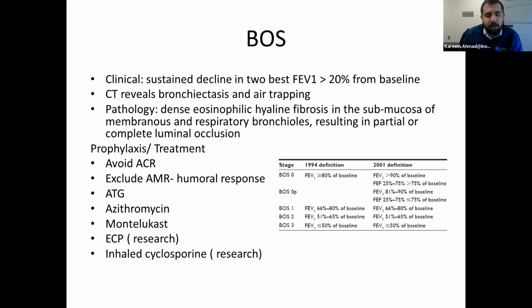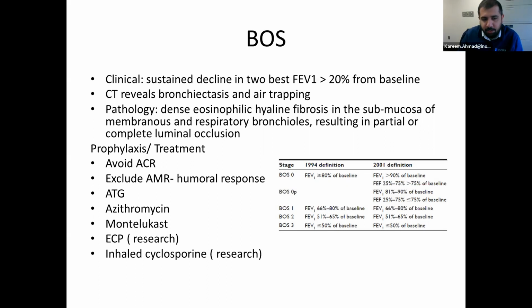And then treatment, again, here is remove the agent that is precipitating this recurrent activation of the immune system. So you would need to avoid ACR. You need to avoid primary graft dysfunction even early on, because again, during that acute phase and reperfusion injury, there's a lot of injury happening to the organ, and a lot of leakage of organ contents that the recipient can be sensitized to. And then you need to exclude antibody-mediated rejection.